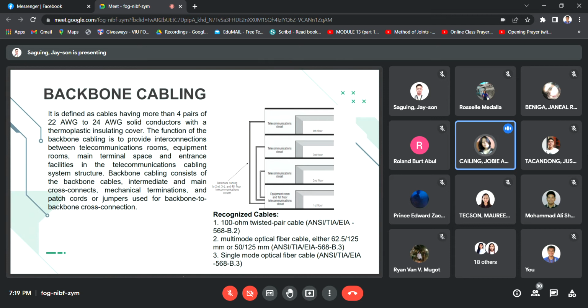These are the recognized cables used in backbone cabling. First is the 100 ohm twisted pair cable. Number 2 is the multi-mode optical fiber cable. And number 3 is the single-mode optical fiber cable.